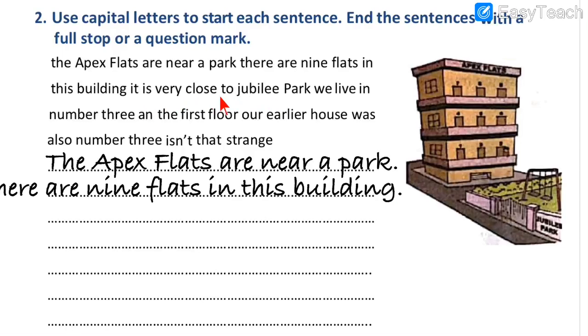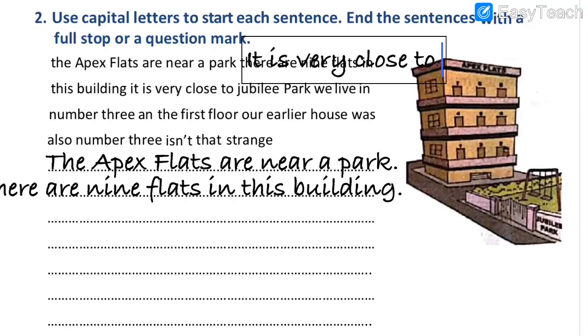Next, it is very close to Jubilee Park. We live in. So it is very close to Jubilee Park. Right? After Jubilee Park, there should be a full stop because the sentence is getting over. And here I must be capital because it is a new sentence. So I should be capitalized and here should be a full stop. Jubilee Park is capital because it is the name of the park. We have to write J capital. So let us write, and please write along with me. I capital. It is very close to Jubilee Park.